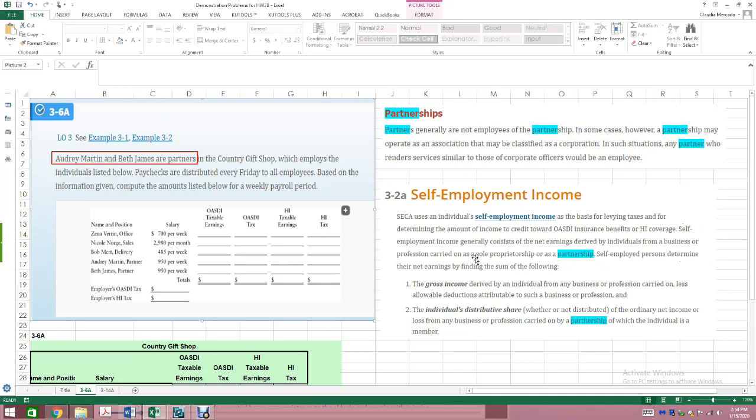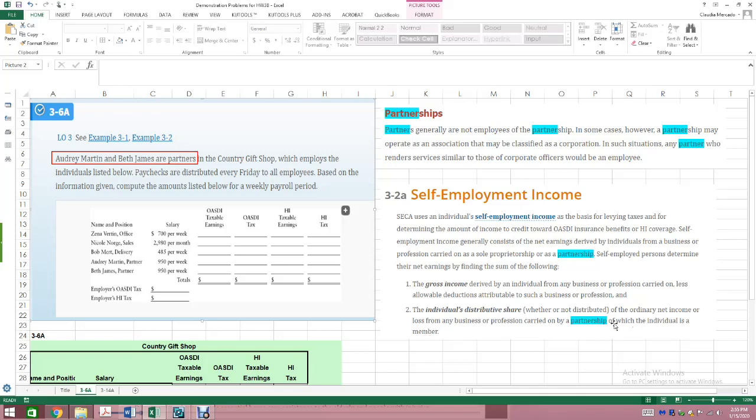Self-employed persons determine their net income by finding the sum of the following. The gross income derived by an individual from any business or profession carried on, less the allowable deductions attributable to such a business or profession, and the individual's distributive share, whether or not distributed, of the ordinary net income or loss from any business or profession carried on by a partnership of which the individual is a member.